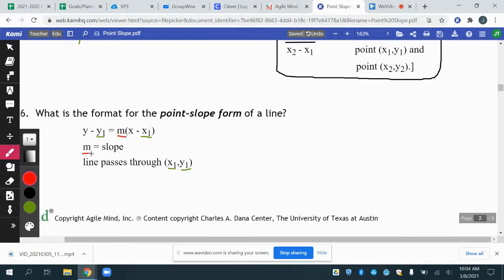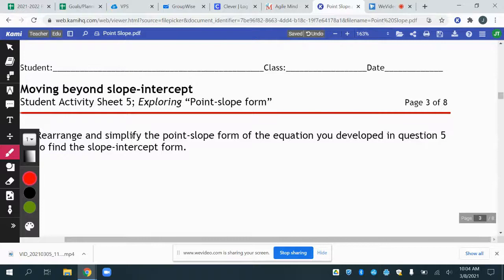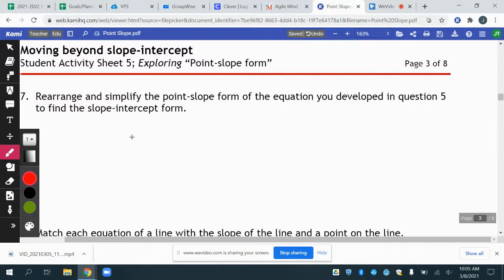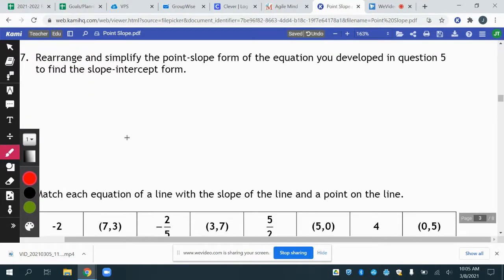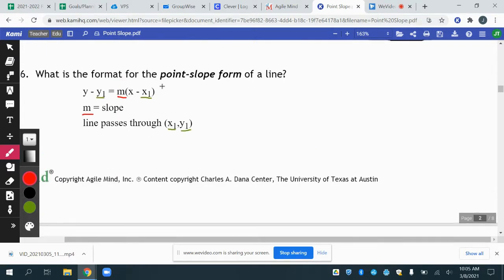The first x's and y's are not numbers, okay? This x and that y, they're just x and y. They hang out there, just like when you have slope intercept form, y equals mx plus b. We're going to rearrange and simplify the point slope form of the equation that you developed in question 5 to find slope intercept form. So we're going to take this and plug in the numbers.